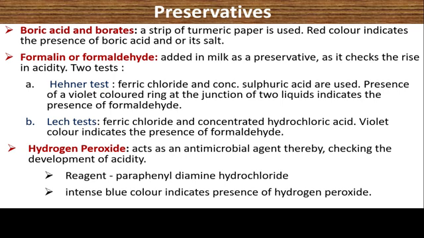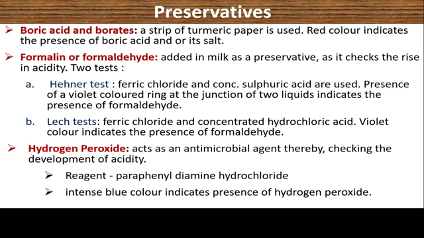Formalin or formaldehyde is added in milk as a preservative as it checks the rise in acidity. Two tests are used. Hehner test. What is the Hehner test? It is used to detect the presence of formalin in milk. Ferric chloride and concentrated sulfuric acid are used over here. Presence of a violet colored ring at the junction of two liquids indicates the presence of formaldehyde in milk.